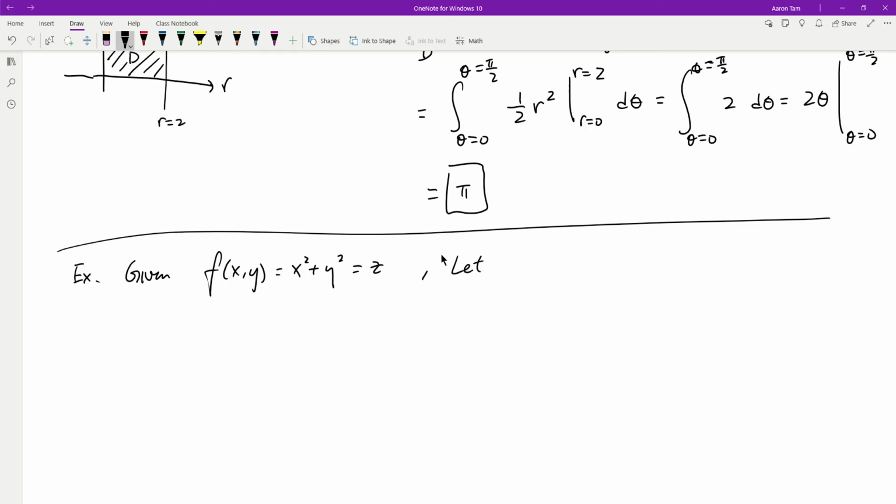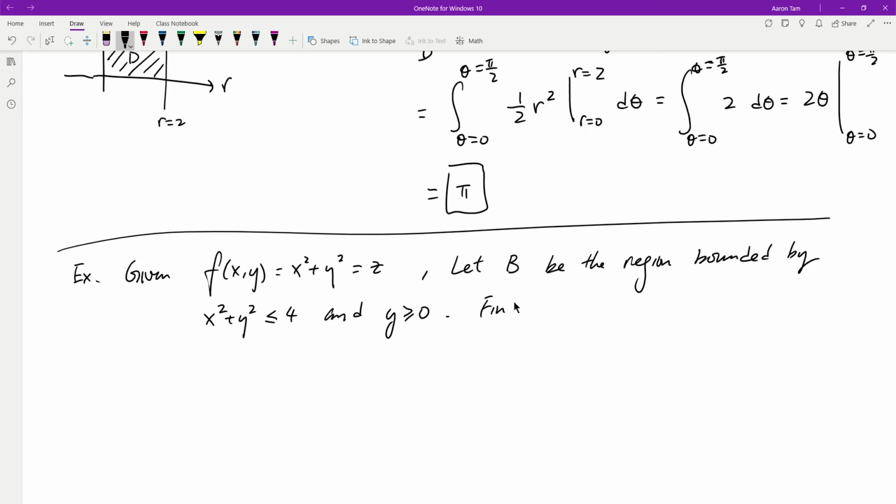Let B be the region bounded by, how about x squared plus y squared is less than or equal to 4, and y is greater than or equal to 0.